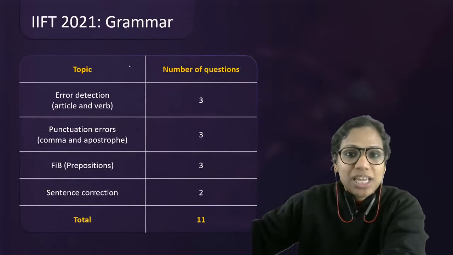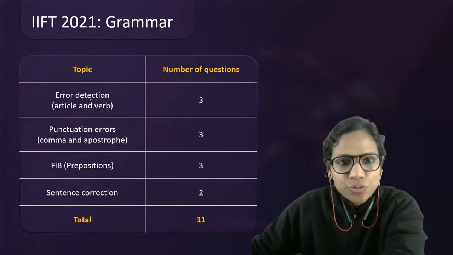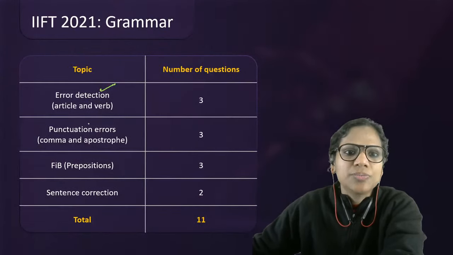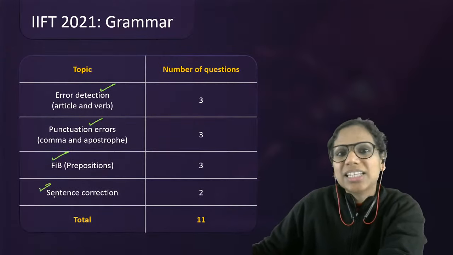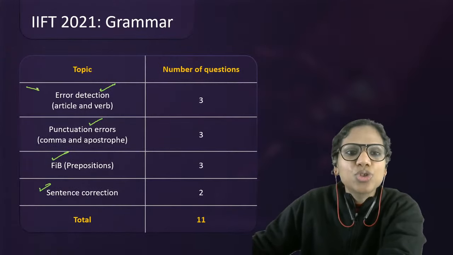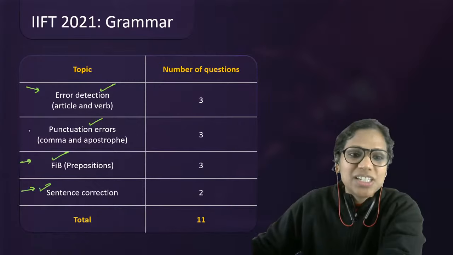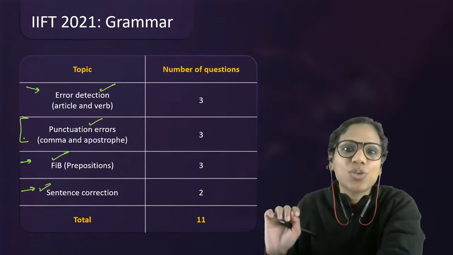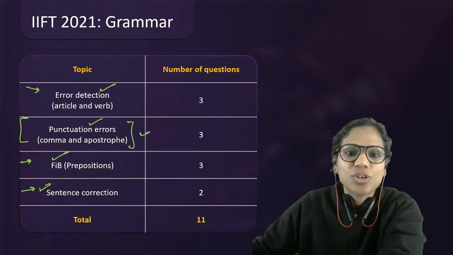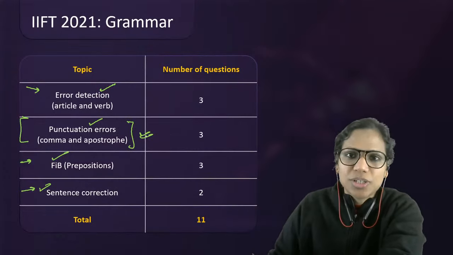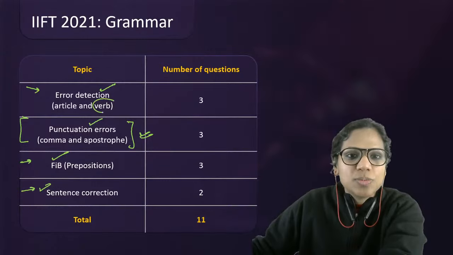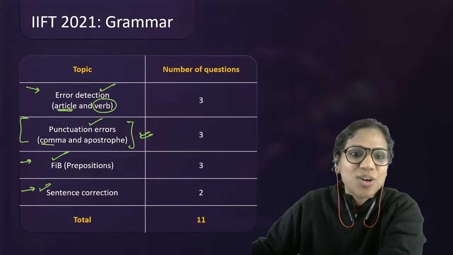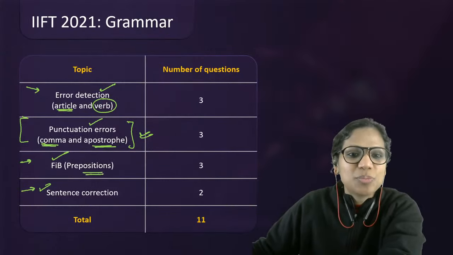Now, what was their breakup? If I talk about the types of questions: error detection, punctuation error spotting, fill in the blanks, sentence correction. So, all your usual grammar question types are present, and in addition, punctuation was also asked. So, we are going to do punctuation also today, some punctuation error questions, right? And specifically, you can see the topics: verbs, articles, comma, apostrophe, prepositions.